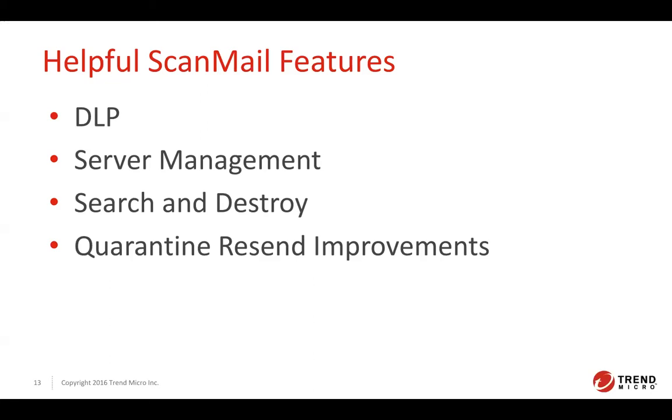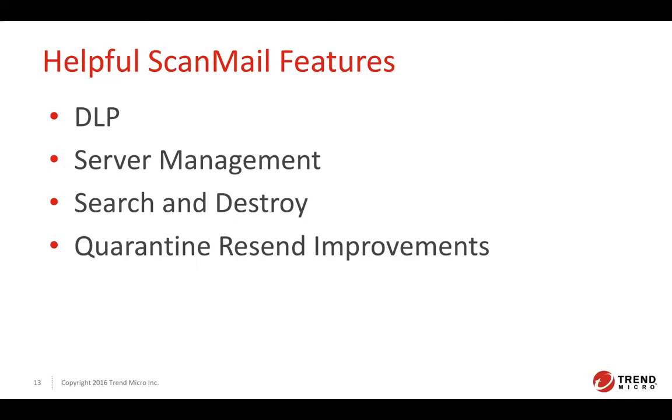So DLP, the second one is server management. It's a way to manage multiple ScanMail servers or multiple Exchange servers that have ScanMail on them. So I'll show you that. Search and destroy is a very interesting feature and allows you to do forensics or just basic searching, if you know that there's a bad file in a certain mailbox and you want to see what other messages that have come through the Exchange system also have that bad file in them, or where this URL is, or where messages from this person are. You can search in multiple Exchange servers running ScanMail and delete those emails if you wish. So that's the search and destroy.